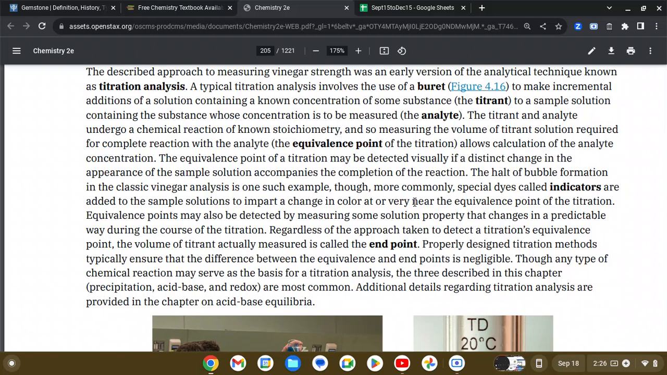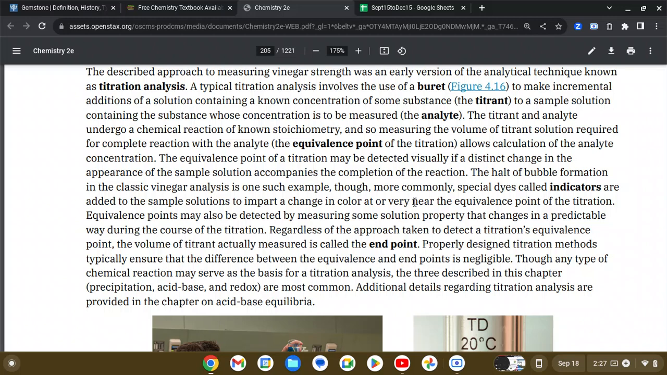The equivalence point of a titration may be detected visually if a distinct change in the appearance of the sample solution accompanies the completion of the reaction. The halt of bubble formation in the classic vinegar analysis is one such example, though more commonly, special dyes called indicators are added to the sample solutions to impart a change in color at or very near the equivalence point of the titration. Equivalence points may also be detected by measuring some solution property that changes in a predictable way during the course of the titration.